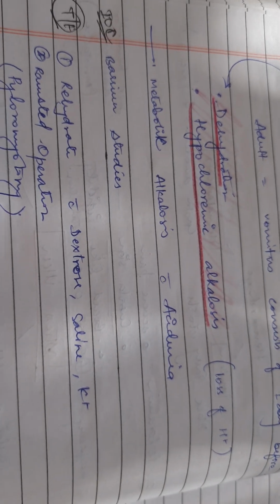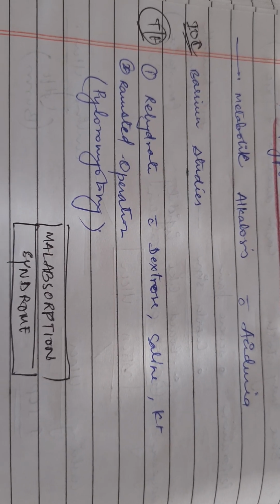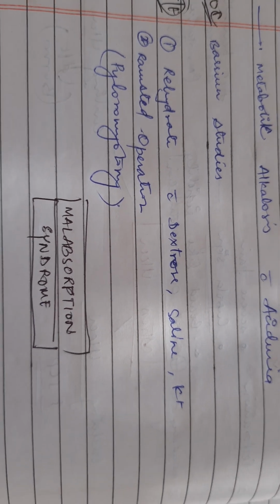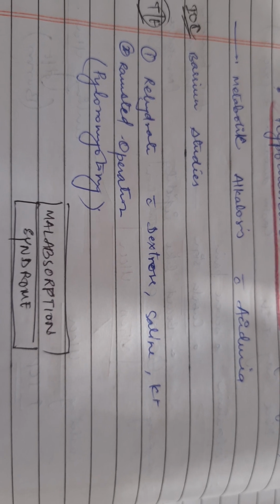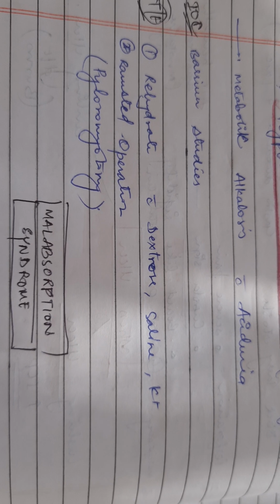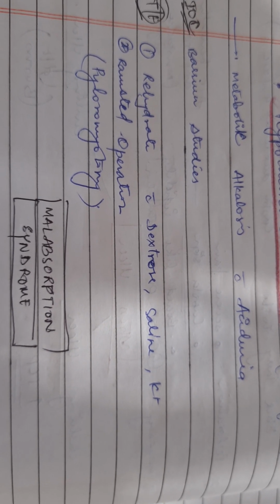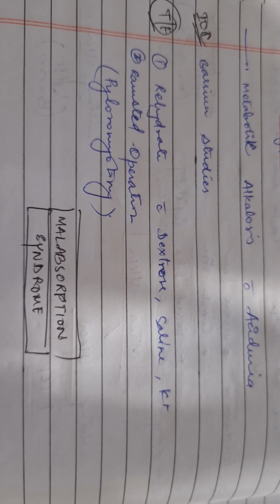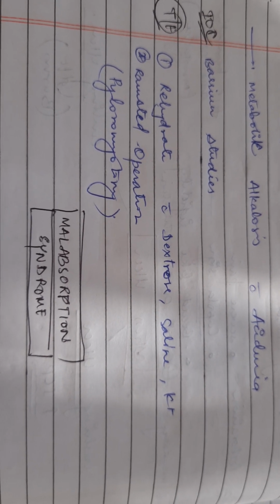The investigation of choice here is barium studies. Treatment is rehydration with dextrose, saline or potassium; first line of treatment is rehydration only. The second is pyloromyotomy, which is the incision of the pyloric muscle, called the Ramstedt operation.